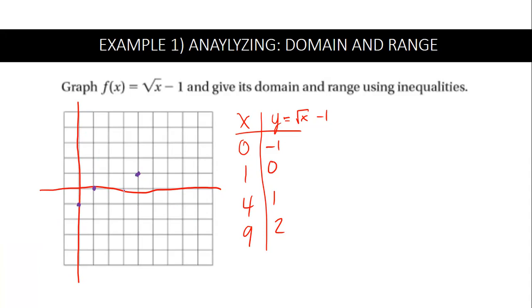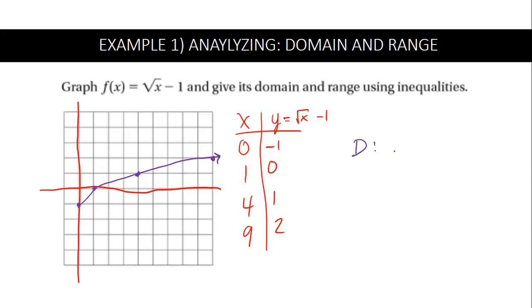1, 2, 3, 4, 5, 6, 7, 8, 9. Bam. And I'm going to connect them. And there is my square root. Okay. So if I'm looking at the square root, can I identify the domain?